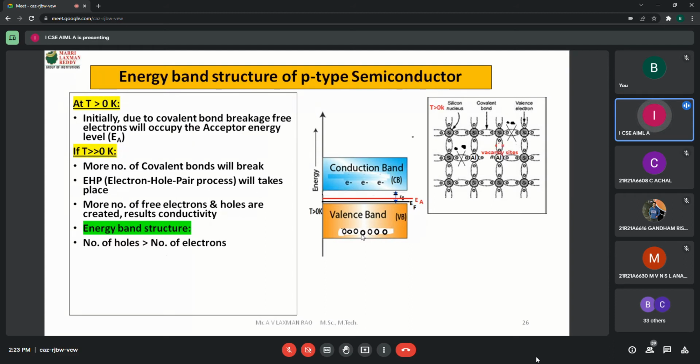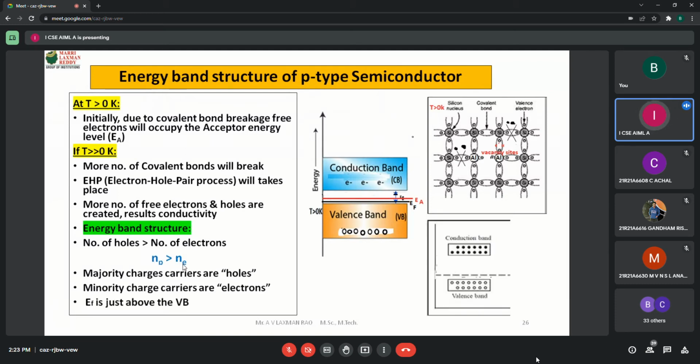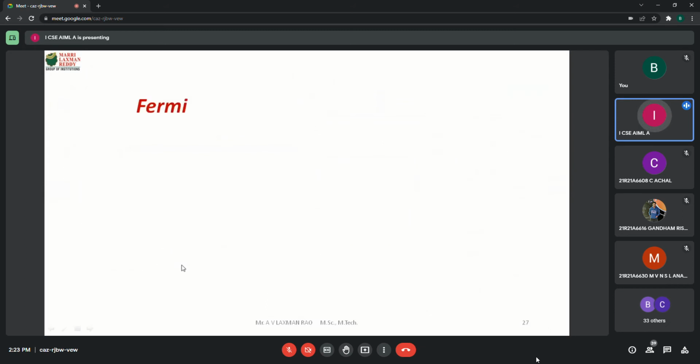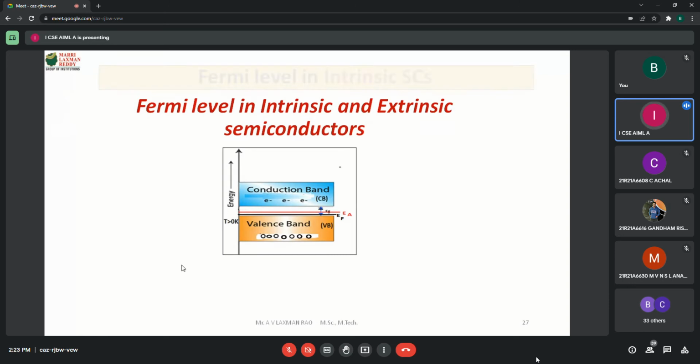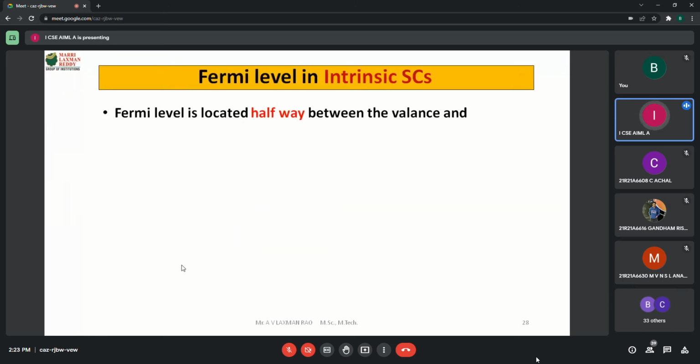So the majority charge carriers in the p-type semiconductor are holes, and the minority charge carriers are free electrons. Here you see 1, 2, 3 free electrons. Here 1, 2, 3, 4, 5, 6, for example. More charge carriers are there. Hence we can say that holes are the majority charge carriers in a p-type semiconducting material like this. So that is about n-type and p-type material and their properties.